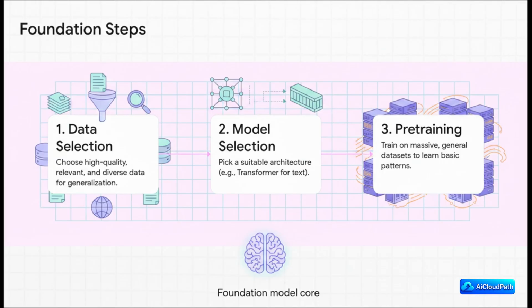It all starts with data selection. Because, let's be real, a model is only as smart as the data it learns from. Next up, model selection, which is where you pick the right kind of brain for the job, like a transformer for text or a diffusion model for images. And finally, pre-training. This is where the model just chows down on huge amounts of general data, learning the basic patterns and rules of our world.